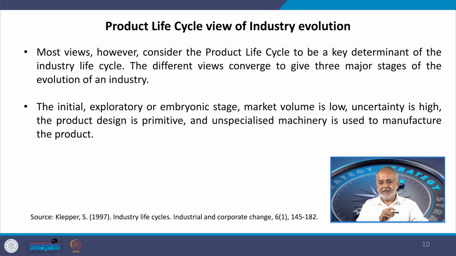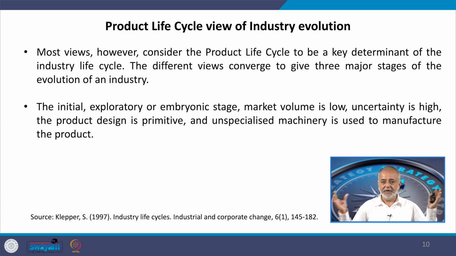Now, Klepper again, he says that most views, however, consider the product life cycle to be a key determinant of the industry life cycle. The different views converge to give three major stages of the evolution of an industry, and that is the initial, exploratory or embryonic stage. Market volume is low. Now, he gives us the characteristics of these stages basically. Fluidity or initial stage, you may think of those two thought processes parallelly as of now, Klepper and Cohen.